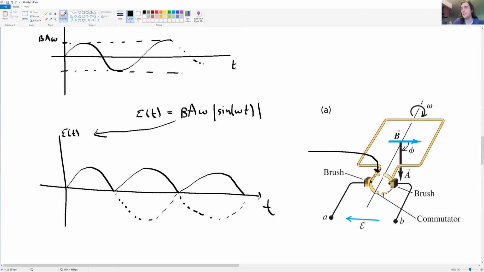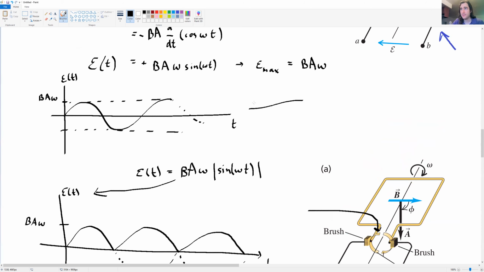And this is t here. And our max value is still BAω. But now there's an interesting bonus calculation we can do. What's the average EMF? What's the average value of the EMF? And so you'd have to calculate a time average of this signal here.